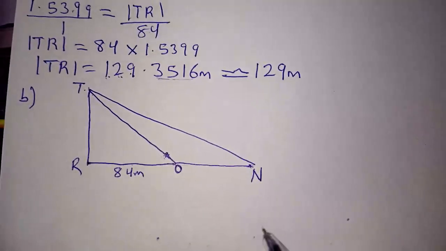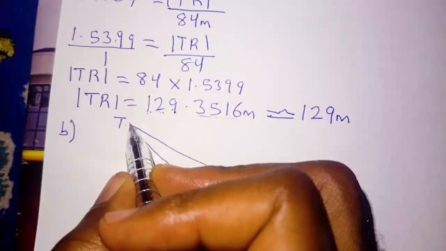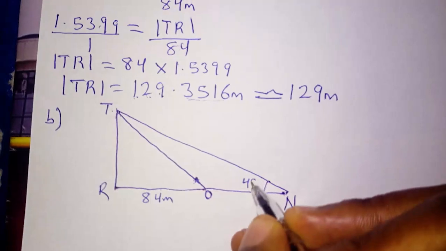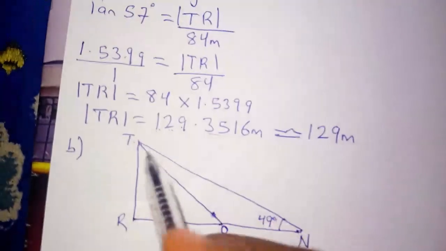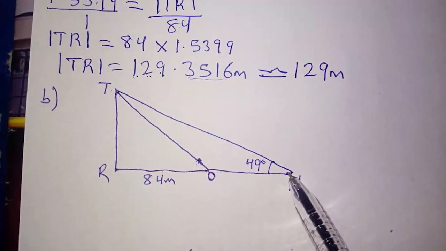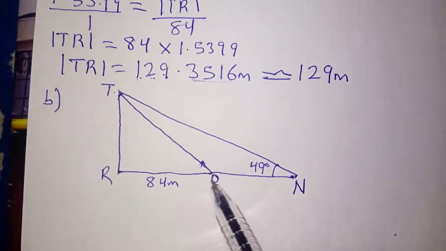So after he has moved to this point N, the angle of elevation of this same top again is now 49 degrees. So this is the new angle of elevation. You are still talking about this top, however, it's no longer here. It's now at this new point. So he was here, he moved to this point, and that is the distance they ask us to find.